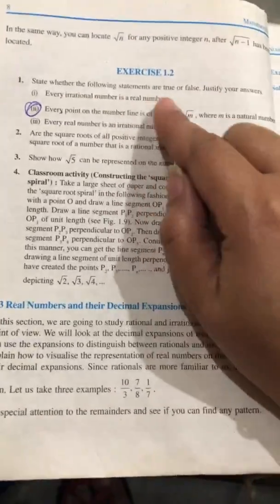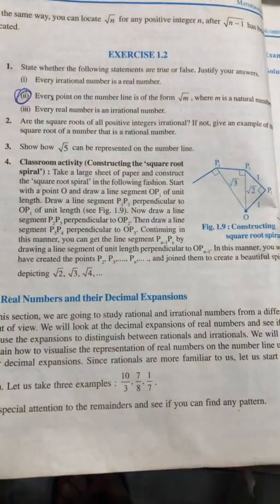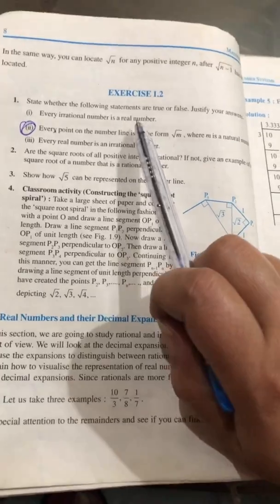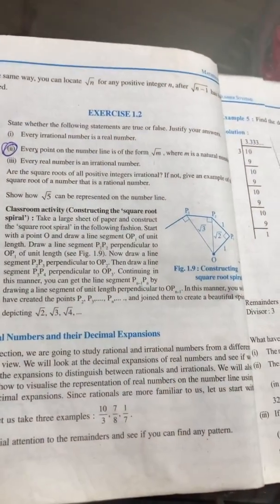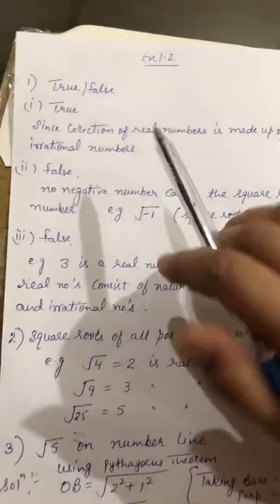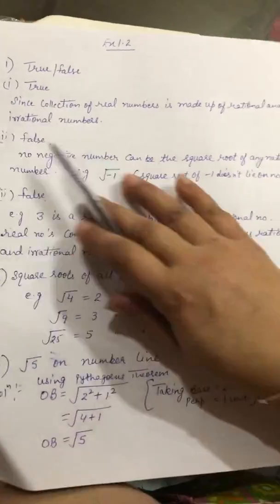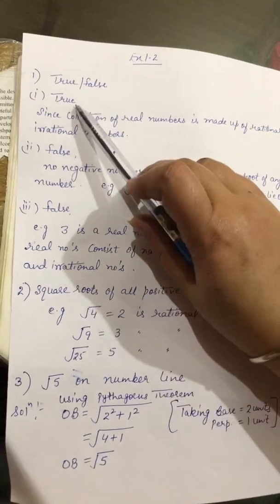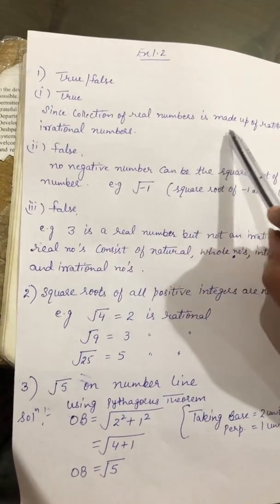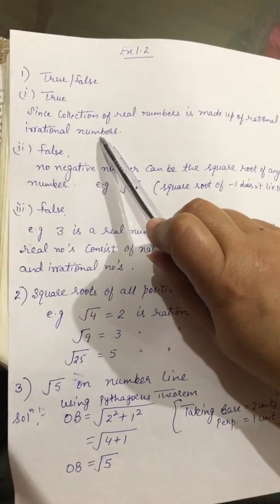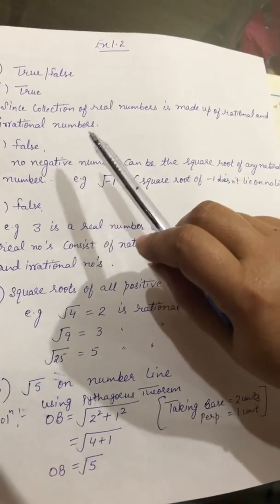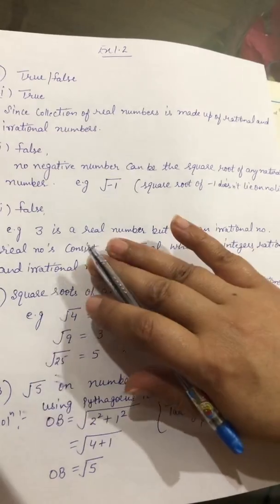Exercise 1.2. State whether the following statements are true or false. Justify your answer. Every irrational number is a real number. So the answer is true. Yes, this is true, since the collection of real numbers is made up of rational and irrational numbers. Because real numbers consist of rational and irrational, every irrational number is a real number.